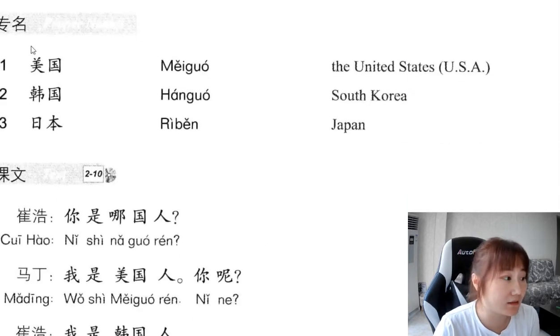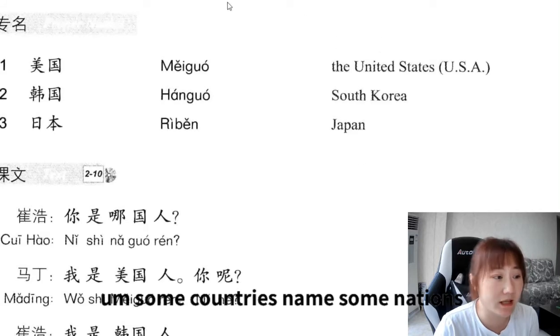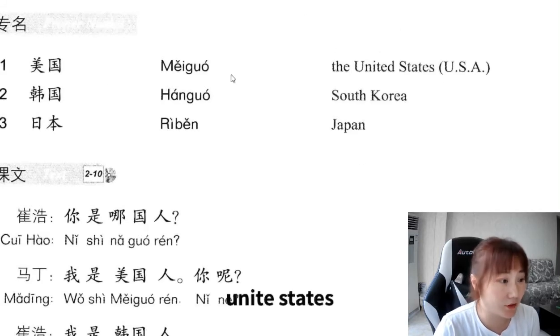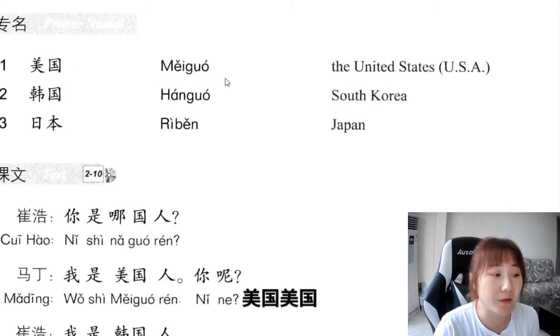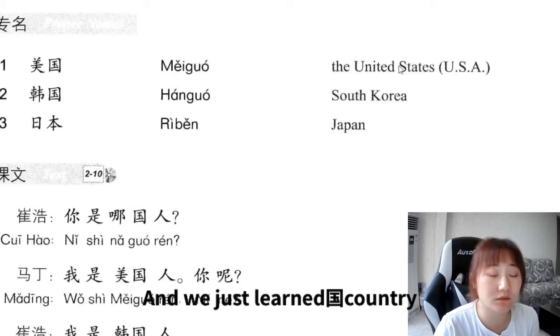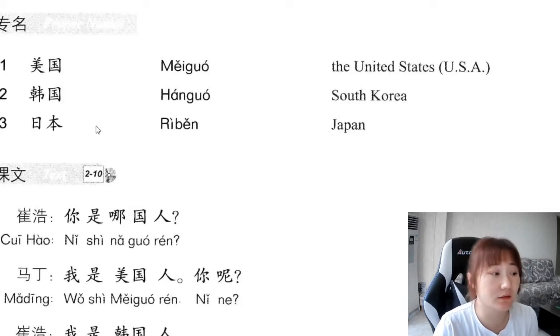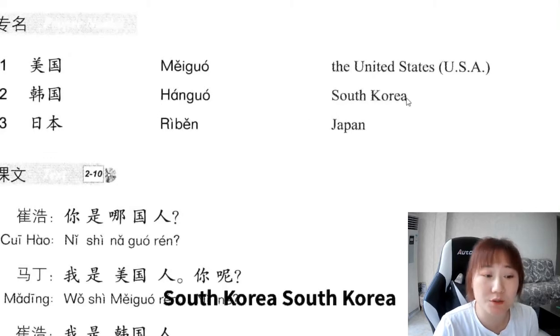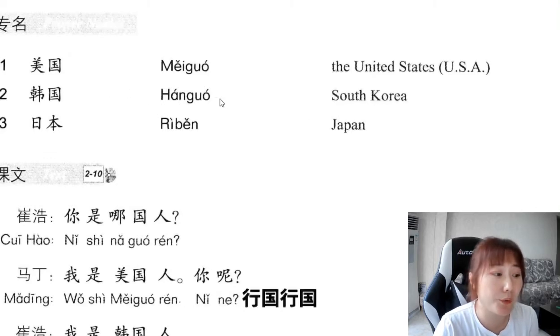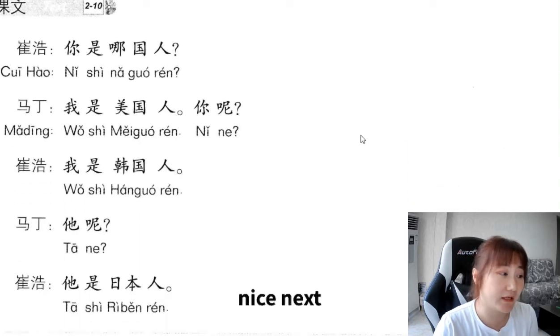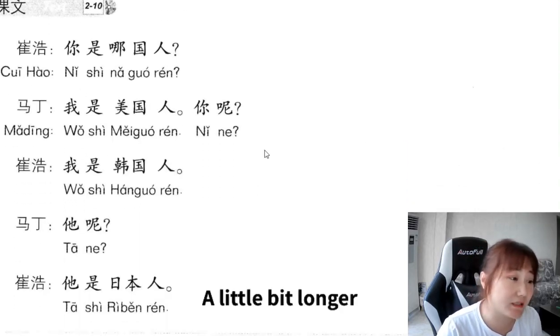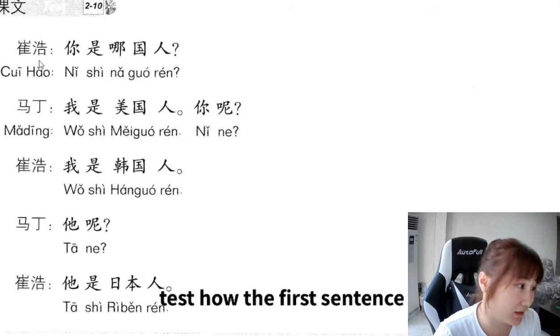And next, some countries' names, some nations: United States, USA, 美国, and we just learned 国, country, state, nation, 国, 美国. Next, 韩国, South Korea, 韩国, 日本, Japan.